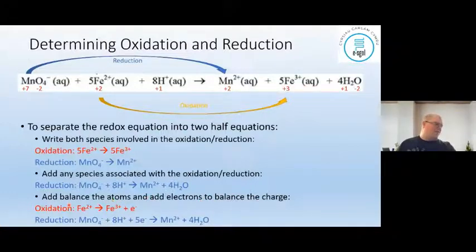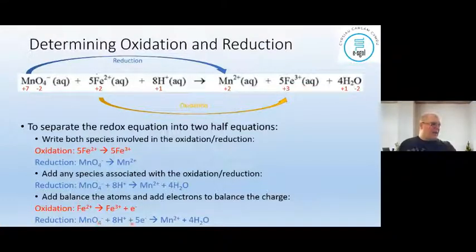So what I've done here for the oxidation step is I've cancelled it down. We've gone from having 5 Fe2+ and 5 Fe3+ to just 1, because both 5s can cancel down to 1, and I've added an electron on the right-hand side so that both sides add up to a total charge of +2.